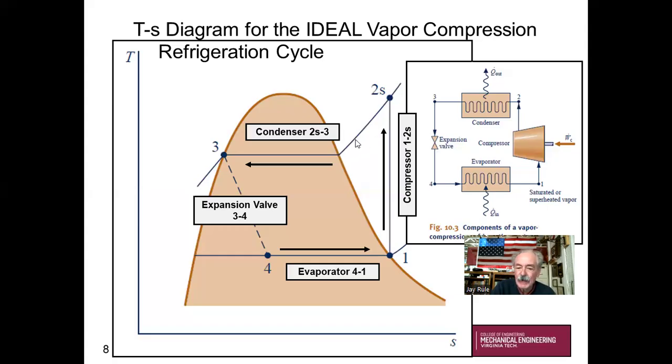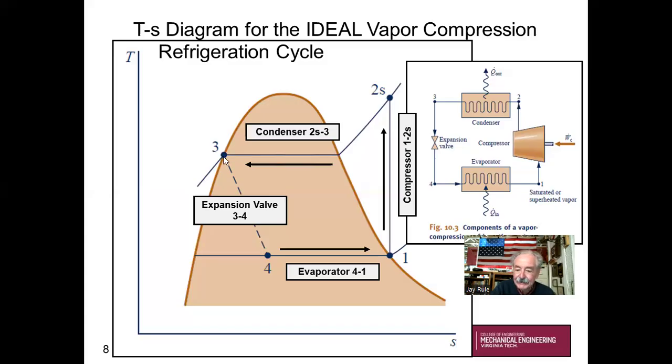We're not doing any work. We're not lifting a weight in the condenser. So here's our process 2 to 3. Constant pressure condensing. So we're condensing the superheated vapor down to a saturated vapor and then all the way across the dome to a saturated liquid.